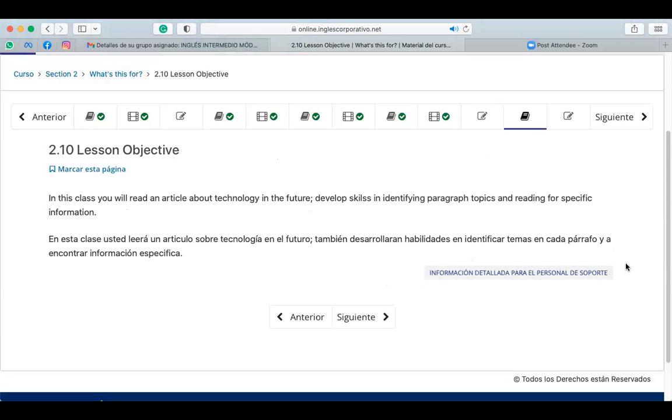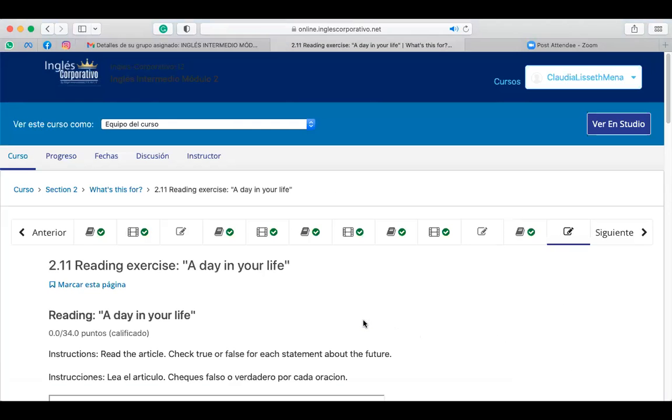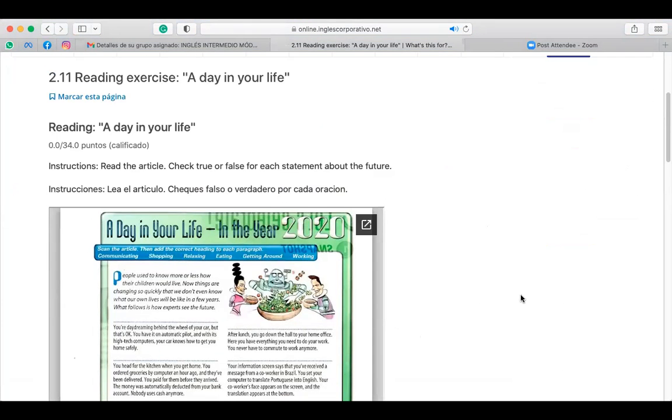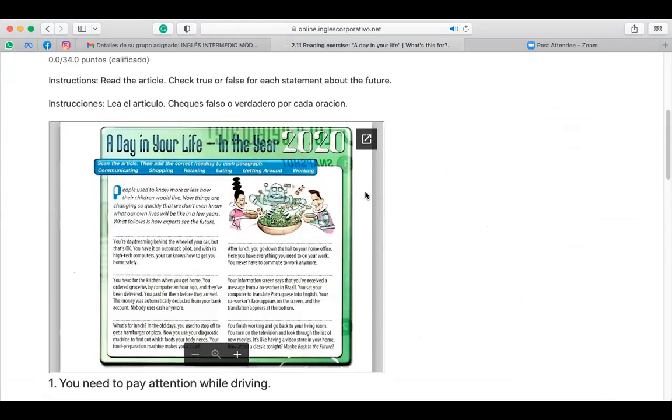In this class, you will read an article about technology in the future. Develop skills in identifying paragraph topics and reading for specific information. En esta clase, usted leerá un artículo sobre tecnología en el futuro. También desarrollarán habilidades en identificar temas en cada párrafo y a encontrar información específica. Reading exercise, a day in your life.